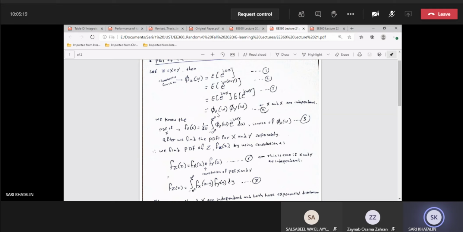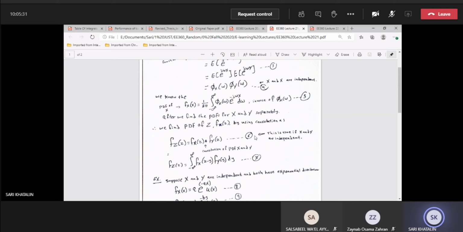And then we can find the PDF for each one of them separately by using the characteristic function approach, as we learned back in chapter 3, for X and Y, and then multiply them by each other. That would be the PDF. Another way to find it is by using the convolution approach.